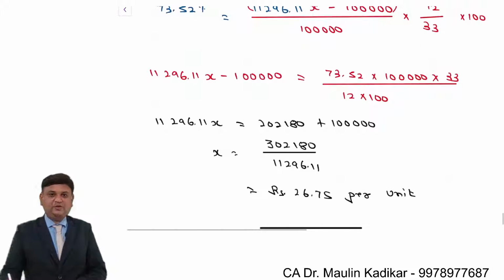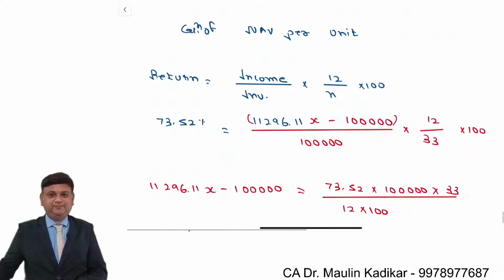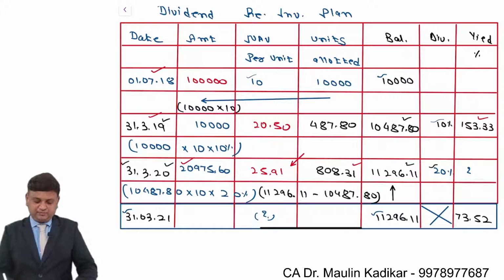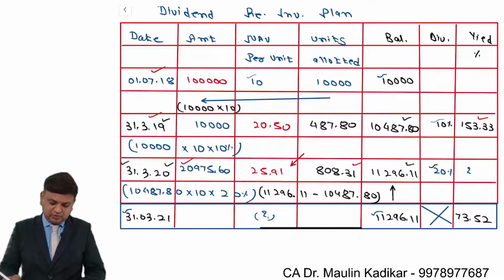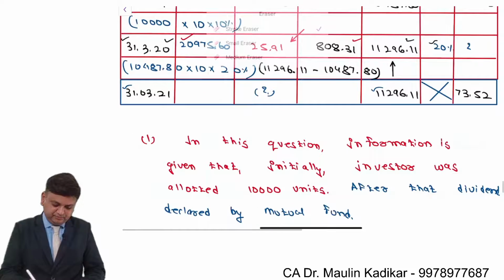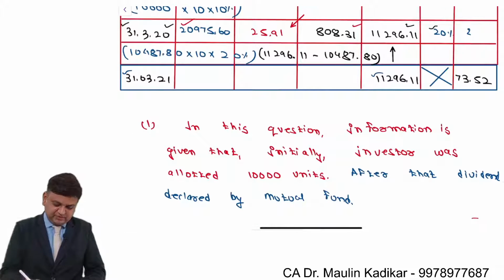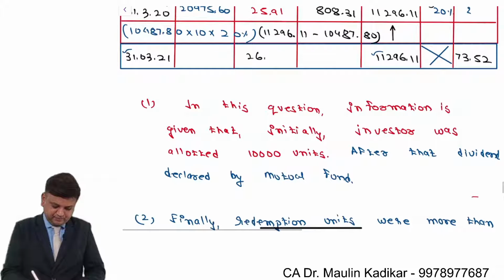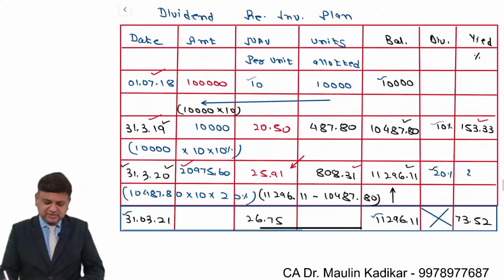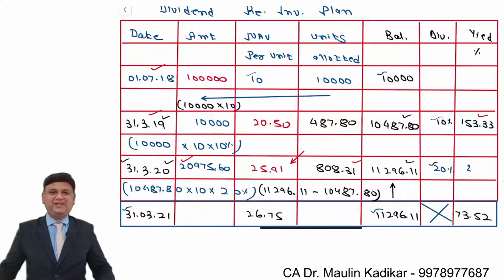This is the way we are required to find the answer. So over here NAV per unit is 26.75. This is the way finally we have completed all answers.